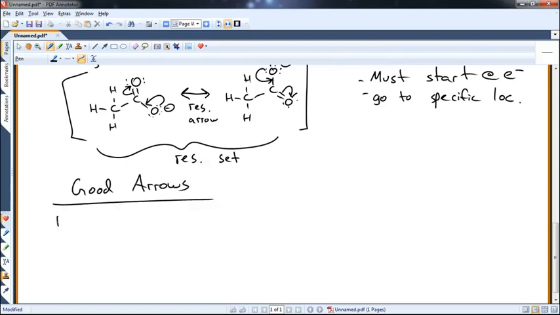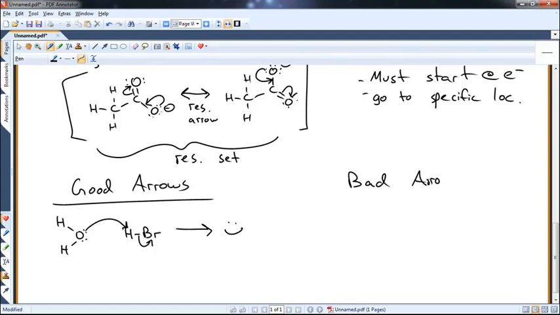And we'll do water getting protonated by HBr. This is a good arrow. It makes a very specific claim. That makes me happy.